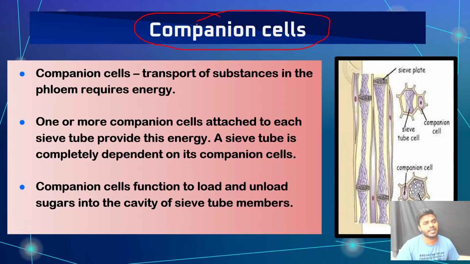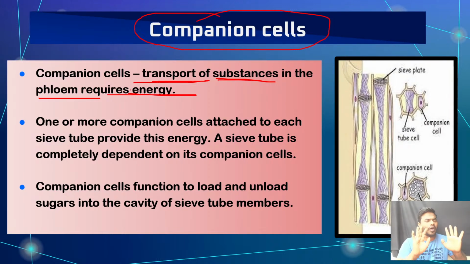What are companion cells? All the students listen, because friends, from the companion cell and phloem transport we often get the questions. Companion cells are the ones involved in the transport of substances in the phloem, which requires energy. See, I can tell you one common statement to all of you. Just listen. From this, okay, let me draw here, you will understand very clearly.